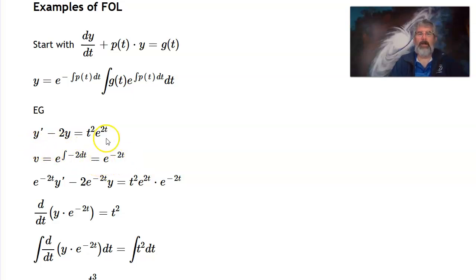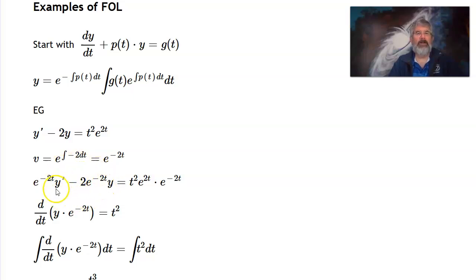If I multiply both sides of that equation by the integrating factor, e to the negative 2t distributes on this side. So e to the negative 2t times y prime minus 2 e to the negative 2t y equals all the stuff that's already over there times e to the negative 2t. Notice this left-hand side is a derivative. That's why we chose this integrating factor.